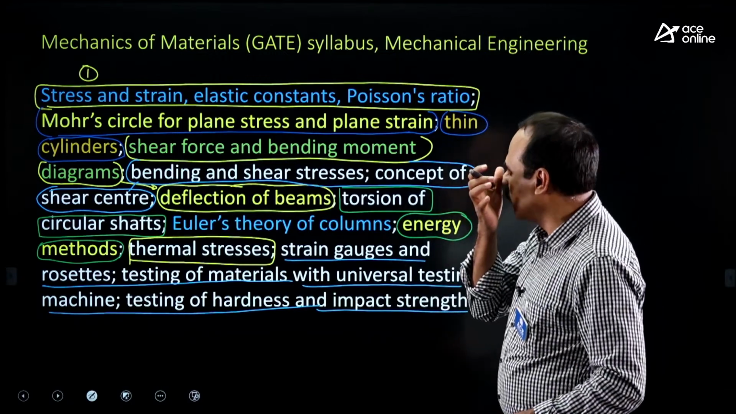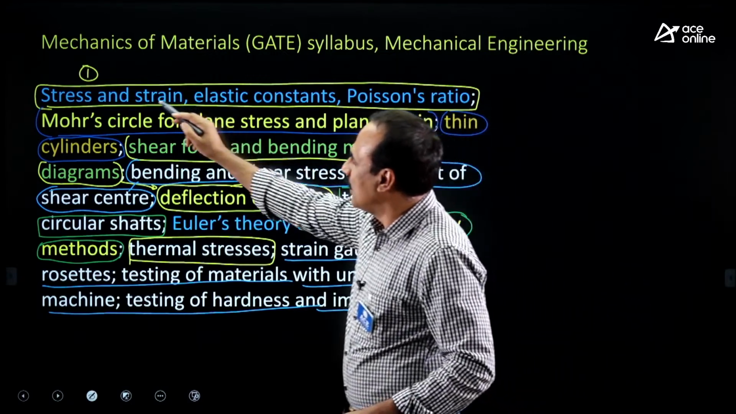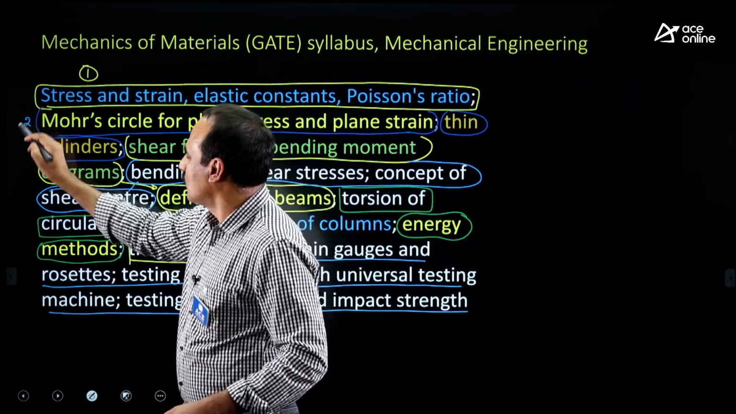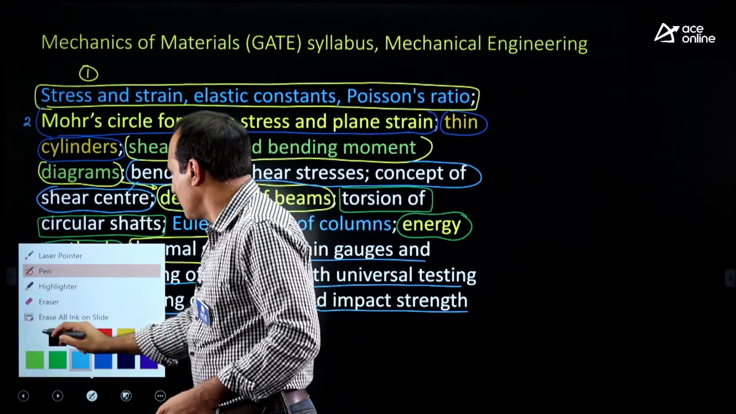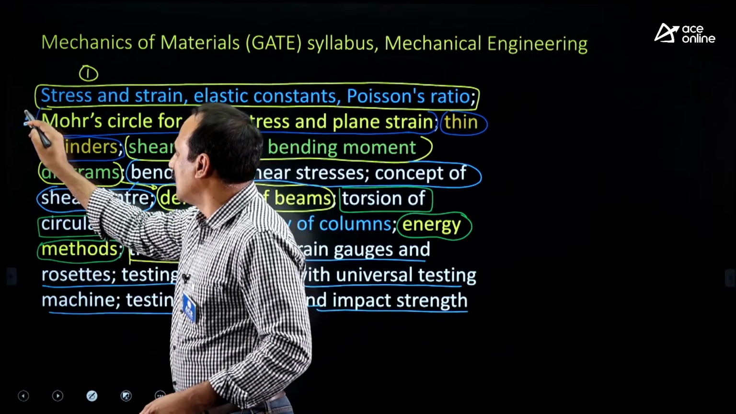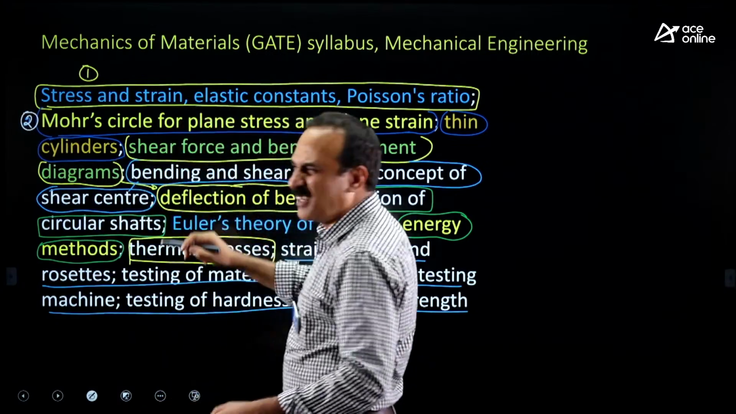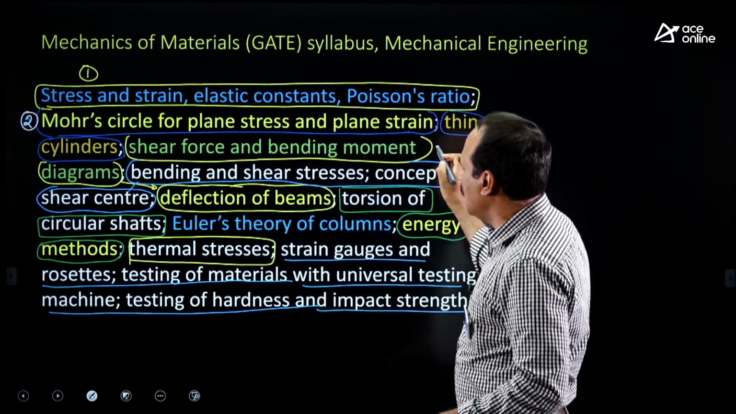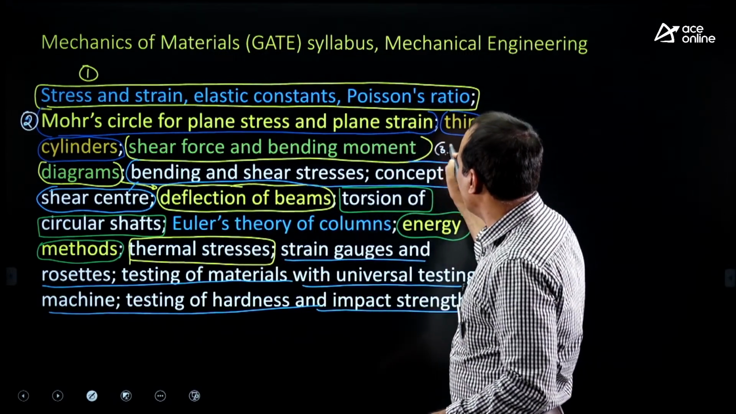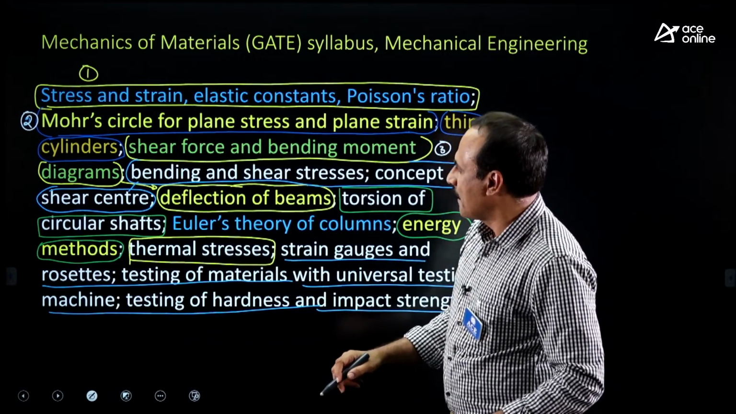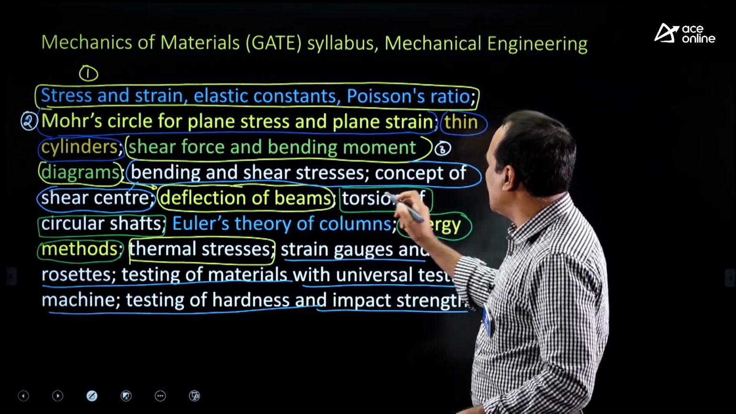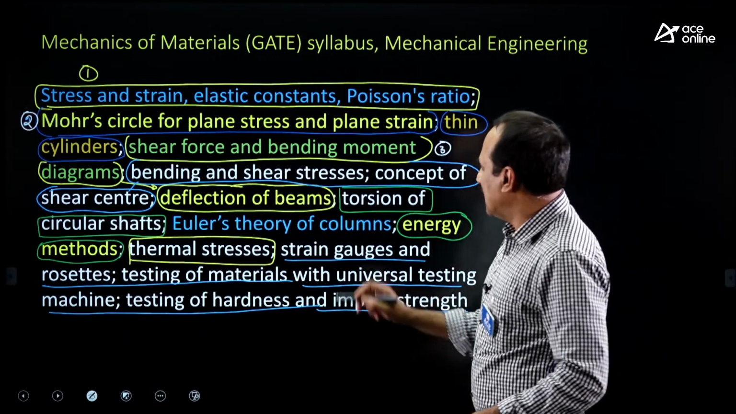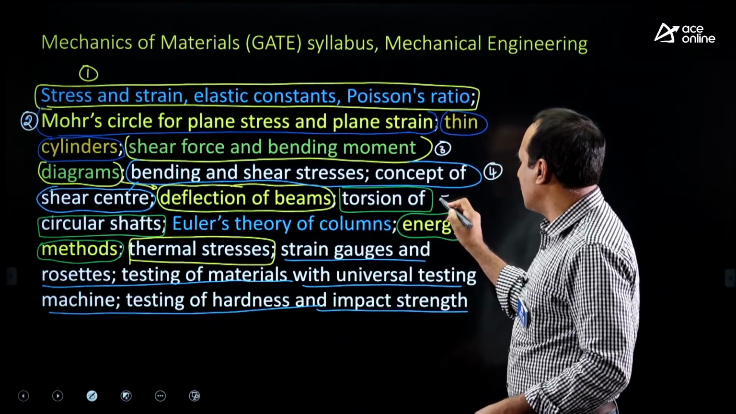So how many topics totally? One is simple stresses along with the thermal. Second is the Mohr circle, nothing but complex stresses. Next, thin cylinders, I don't consider it as one part. Shear force and bending moment along with the deflections is the third one. Next is bending and shear stresses, same as the previous, the fourth one. Next is torsion on circular shaft, the fifth part.